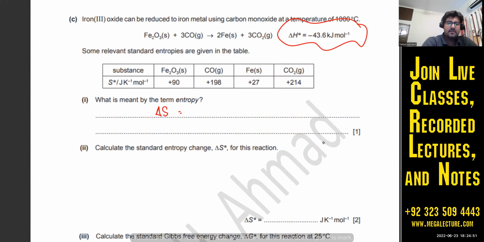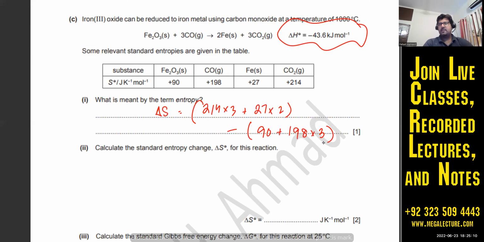What is it? It's the product: 214 into 3 plus Fe. That's 27 into 2 minus my reactants. That's 90 plus the other reactant, which is CO. That's 198 into 3.